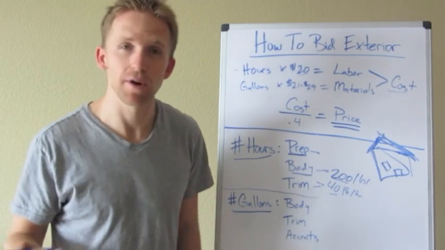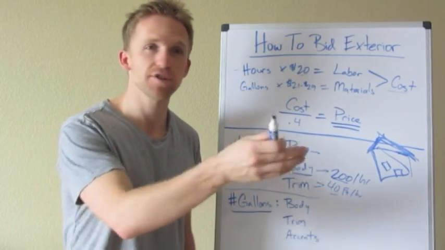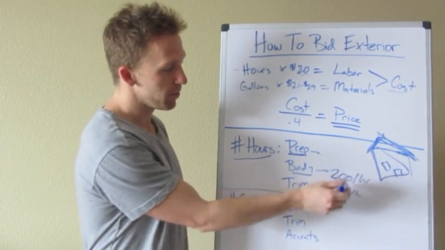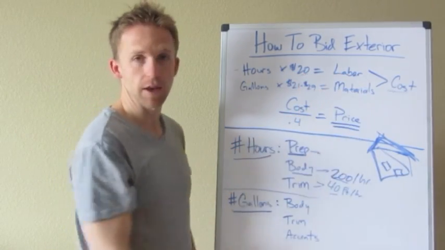You could go try and prep your own house for an hour and see how long it takes you to scrape, sand, and prime a particular area. There's a lot of ways to figure that out. So that's prep. Add up all the hours, multiply by 20, you got your labor cost.